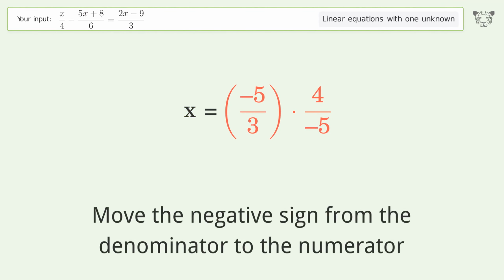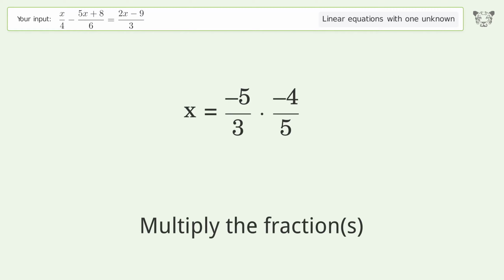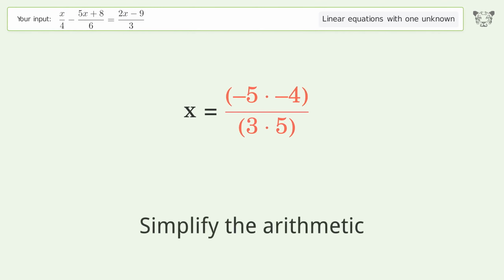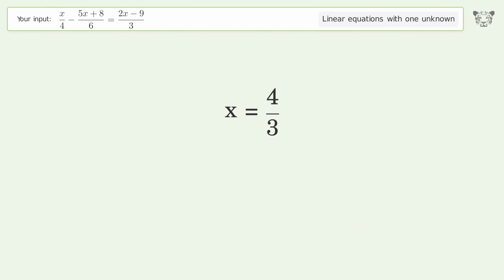Move the negative sign from the denominator to the numerator. Multiply the fractions. Simplify the arithmetic. And so the final result is x equals 4/3.